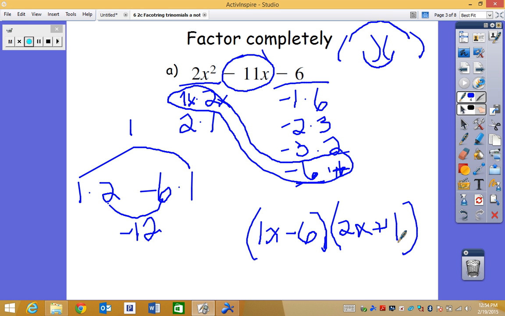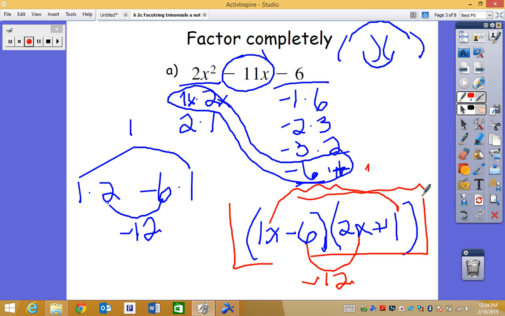And then you can always check your work by making sure that the outsides still multiply to give you 1 and the insides multiply to give you negative 12. And those have to add up to negative 11. So since the outsides and insides still add up to negative 11, that is our correct answer. It's a little messy, but I think you get the gist of it. Alright, let's do another example.